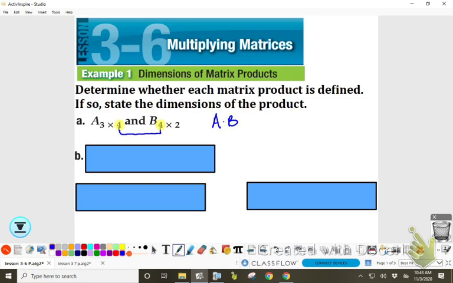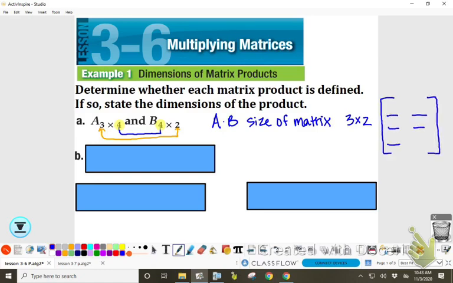And then the size of the answer is going to be the outside numbers, so the 3 by 2. So A times B would be a 3 by 2. Remember, that's 3 rows and 2 columns. So that's the size of the matrix. Again, we don't have the matrices, we just know the dimensions of them right now.